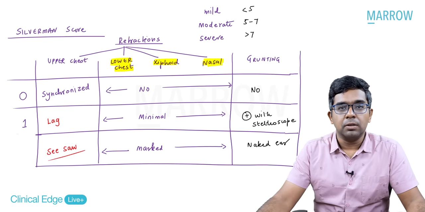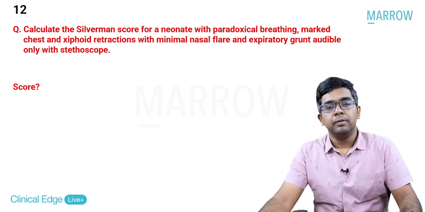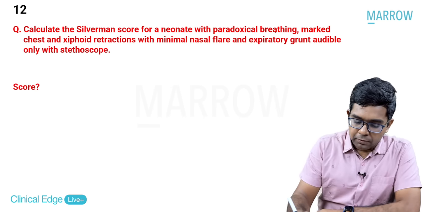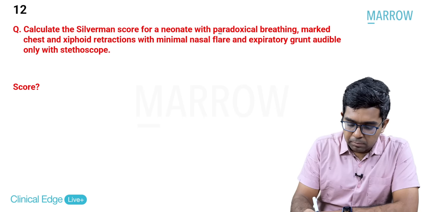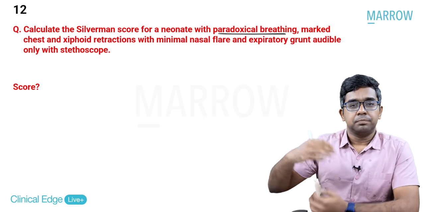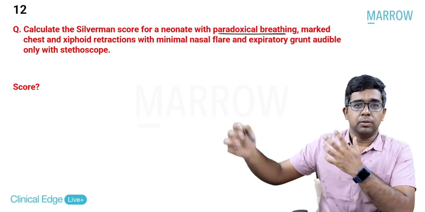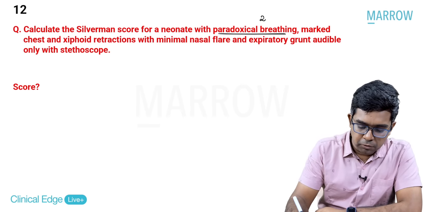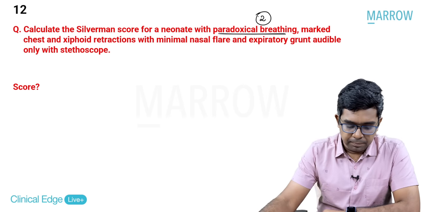Now I will take you back to the question. Now we will do the scoring. First one, what is that? Paradoxical breathing. Paradoxical breathing refers to the chest going inward and the abdomen going outward, or the seesaw respiration, which corresponds to a score of 2 in this particular baby.